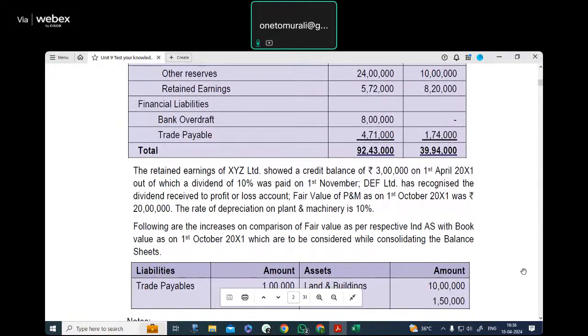The retained earnings of XYZ Limited showed a credit balance of 300,000 on 1st of April X1, out of which a dividend of 10% was paid on 1st of November. DEF has recognized the dividend received to profit and loss account. Fair value of plant and machinery on 1st of October X1 was 20 lakhs. The rate of depreciation on plant and machinery is 10%.